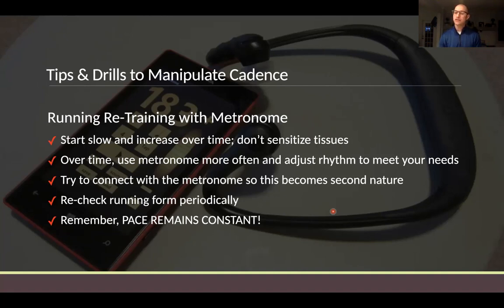And the big thing to realize is you need to recheck running form periodically. It's not often that I tell someone to just increase your cadence just because. We're always doing a running analysis first, because we want to see what their running form looks like. We want to see how their running form changes as we increase cadence, to understand how little or how far we want to go with that, right? And then always remember, pace remains constant. So if you're running a 10-minute mile pace, your cadence is 160, and we say you need increased cadence, you're still running a 10-minute mile pace at a cadence of 168. More foot strikes, but going the same exact speed, right? Our legs are turning over more quickly.